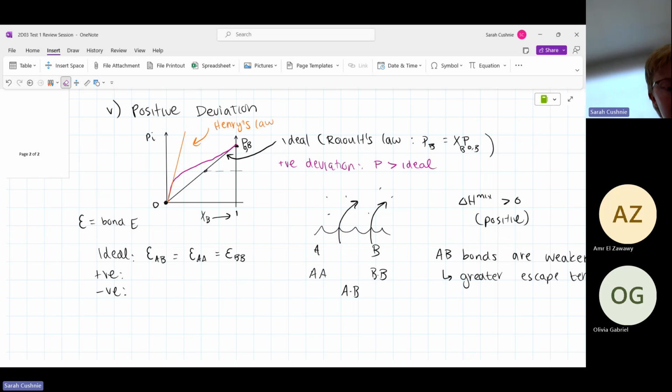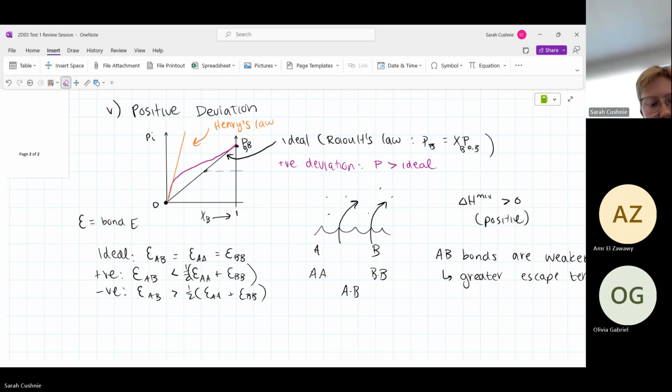I believe that for positive deviation, please correct me if I'm wrong, E_AB is smaller than E_AA and E_BB. It's like the average bond energy, 1/2 (E_AA + E_BB). And then for negative deviation, E_AB is greater than 1/2 (E_AA + E_BB). So that's how it has to do with that. If y'all remind me when we're done going through this, I can check my notes to make sure I have those signs correct, but it has to do with how the bond energies relate. Does that make a bit of sense?